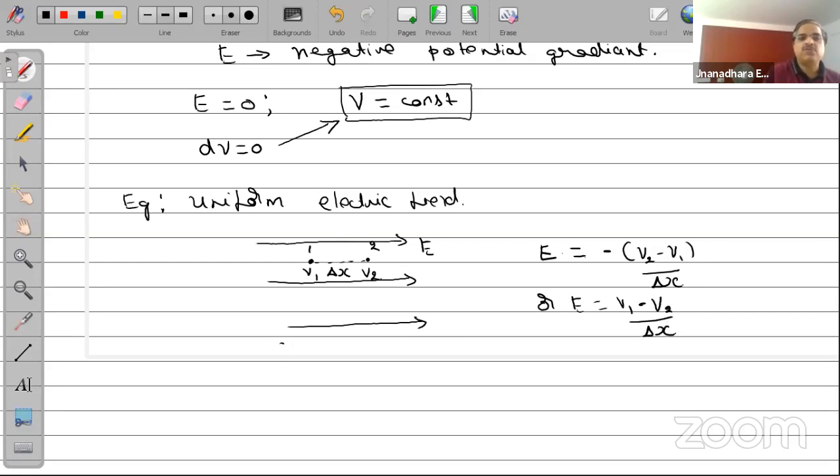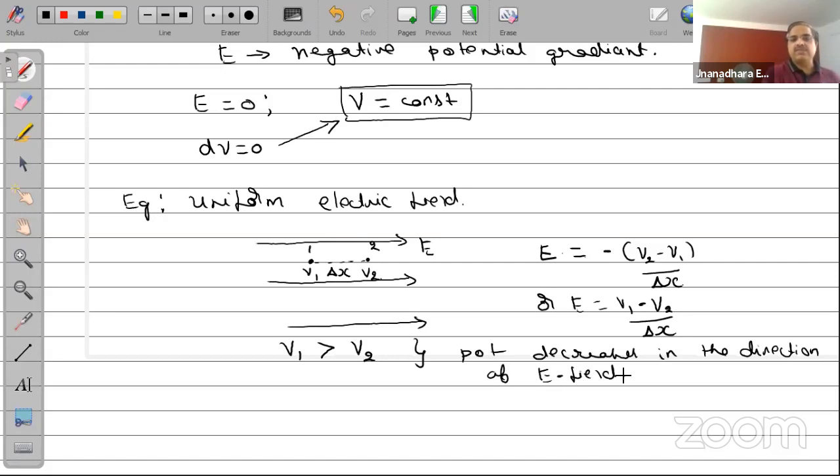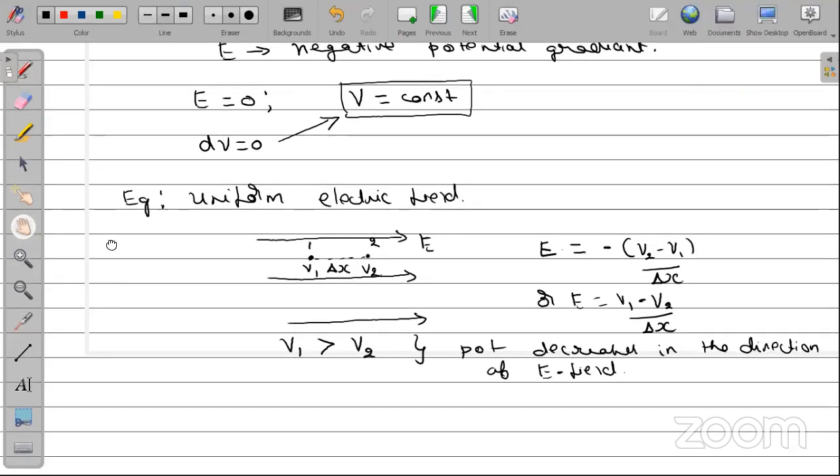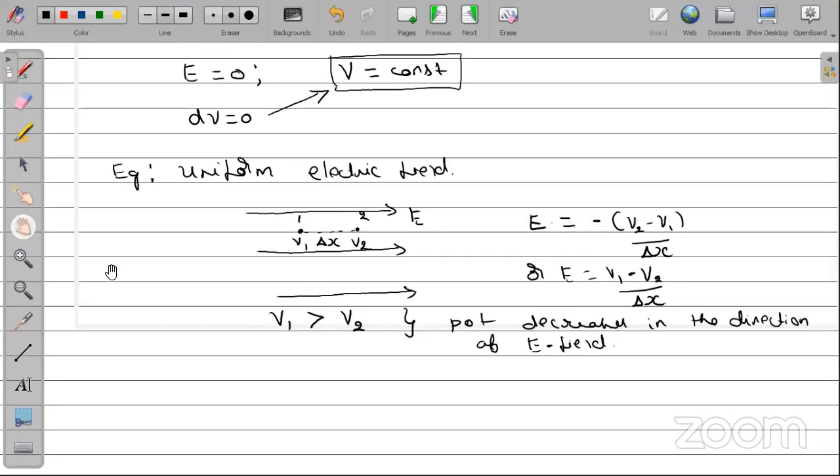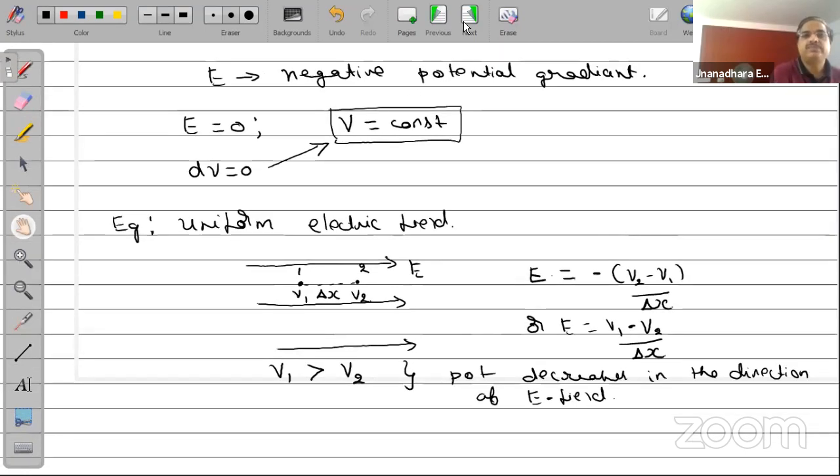And also it can be shown that V1 will be greater than V2. And the potential decreases in the direction of electric field. Okay, it decreases in the direction of electric field. That is what in fact is the idea of this whole thing. Okay, that is the relation between electric field and potential.